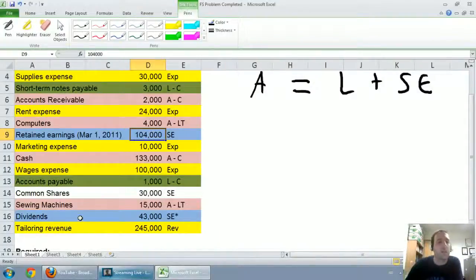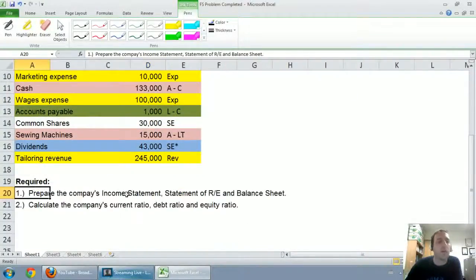Okay, let's go back to the question and make sure we've answered it. It says required. Prepare the company's income statement, statement of retained earnings, and balance sheet. Done. We've done it, and we've done well.